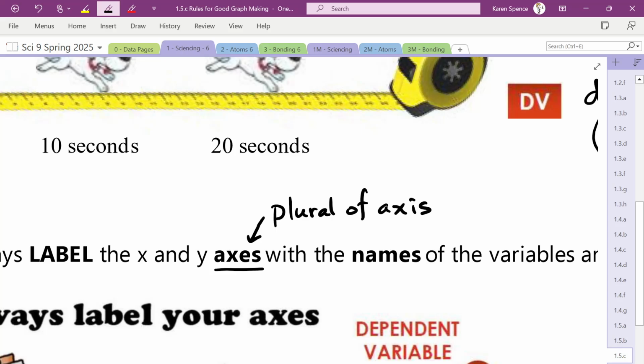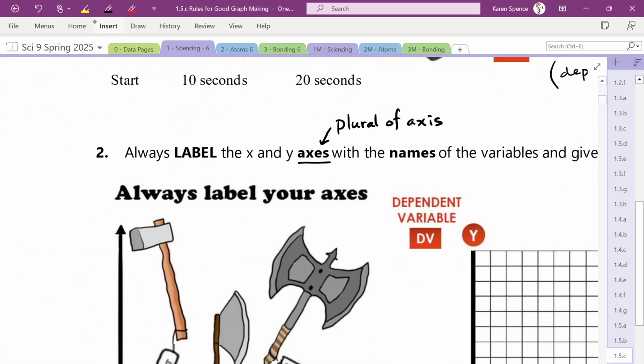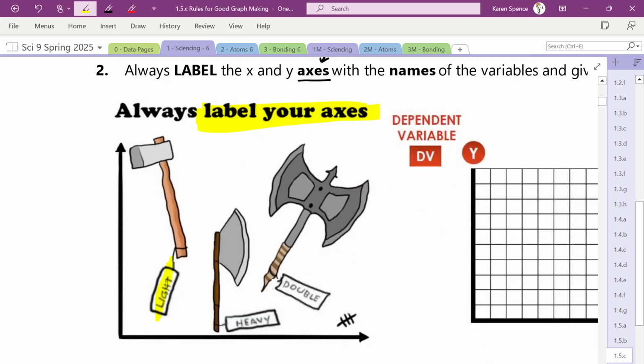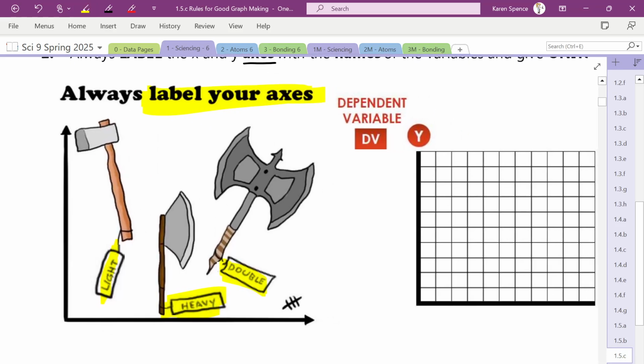So axis becomes axes. And you must always, on a graph, be sure that you label your axes. Look at this. We have a light axe. We have a heavy axe. We have a double axe. We've labeled our axes. Thank you for that smile. You get an A+. Okay. Anyway, bad jokes.